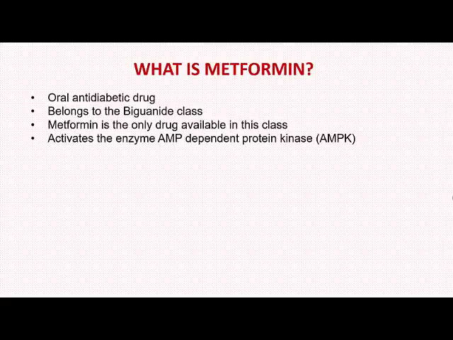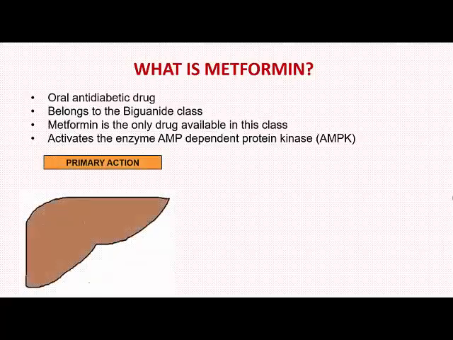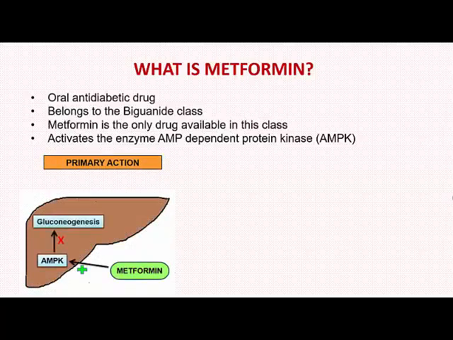How does it act? It has a lot of actions, but its primary action is to activate the enzyme AMP-dependent protein kinase, also called AMPK. So let's look at the primary action. Metformin activates AMPK in the liver, therefore it blocks hepatic gluconeogenesis, therefore it results in decreased glucose production by the liver.